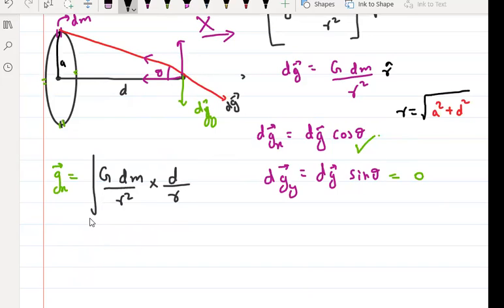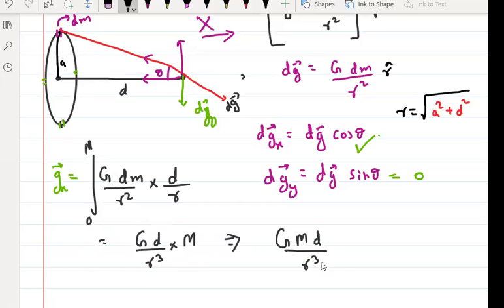Integration from 0 to capital M, because you are integrating mass. So it will be G d by r cube into the integration of mass, which is capital M, as simple as that. If you integrate mass throughout the ring, you will get capital M, the total mass. So this is the formula: G capital M d by r cube.